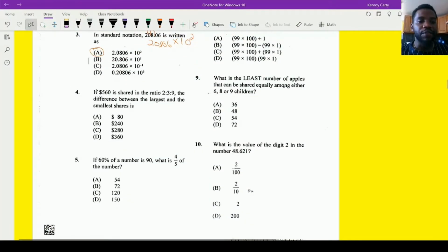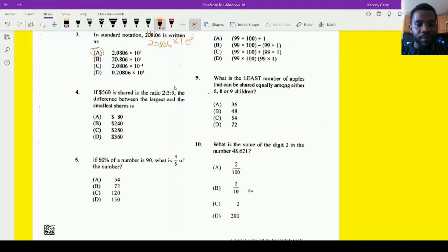Question 4, it says if 560 is shared in the ratio 2 to 3 to 9, the difference between the largest and the smallest share is. Now there are so many ways to work out a ratio question. I could find a larger share, I could find a smaller share, and I could subtract them. That's one way to do it. But there's another way to do it.